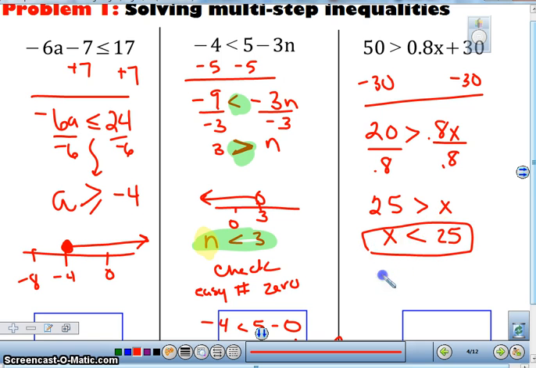X is less than 25. That means all our solutions are all numbers less than 25. Well, if it's all numbers less than 25, it definitely includes 0. And so if we put in 0 here, is it true? If we're checking with x equals 0.